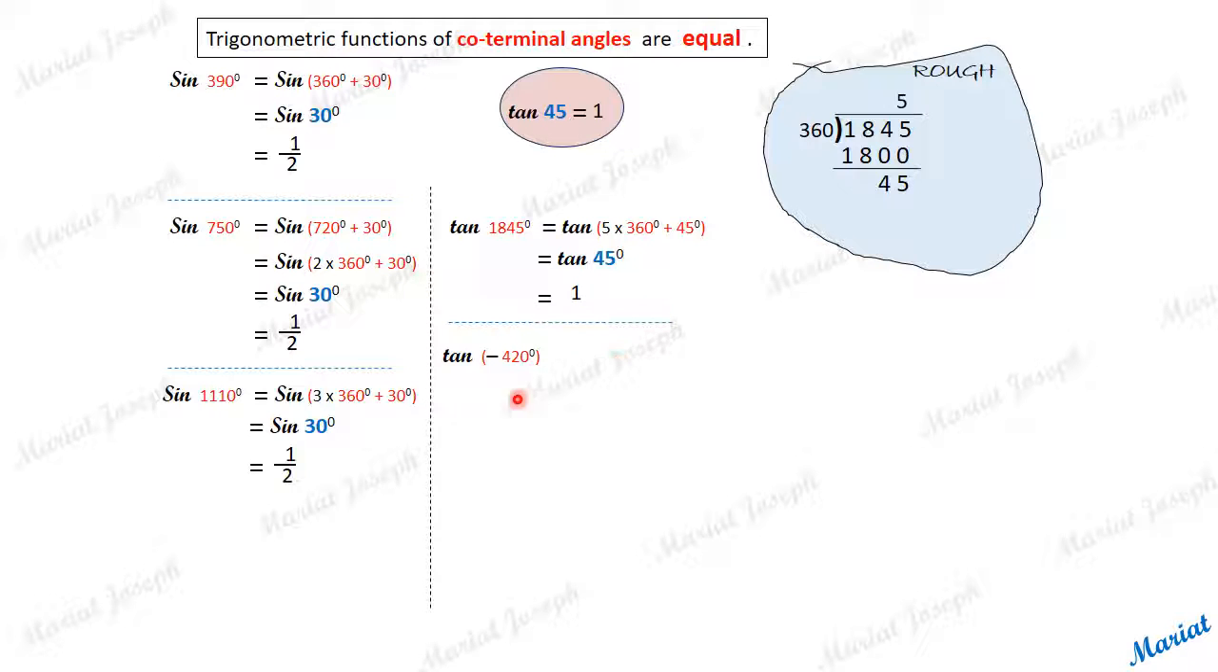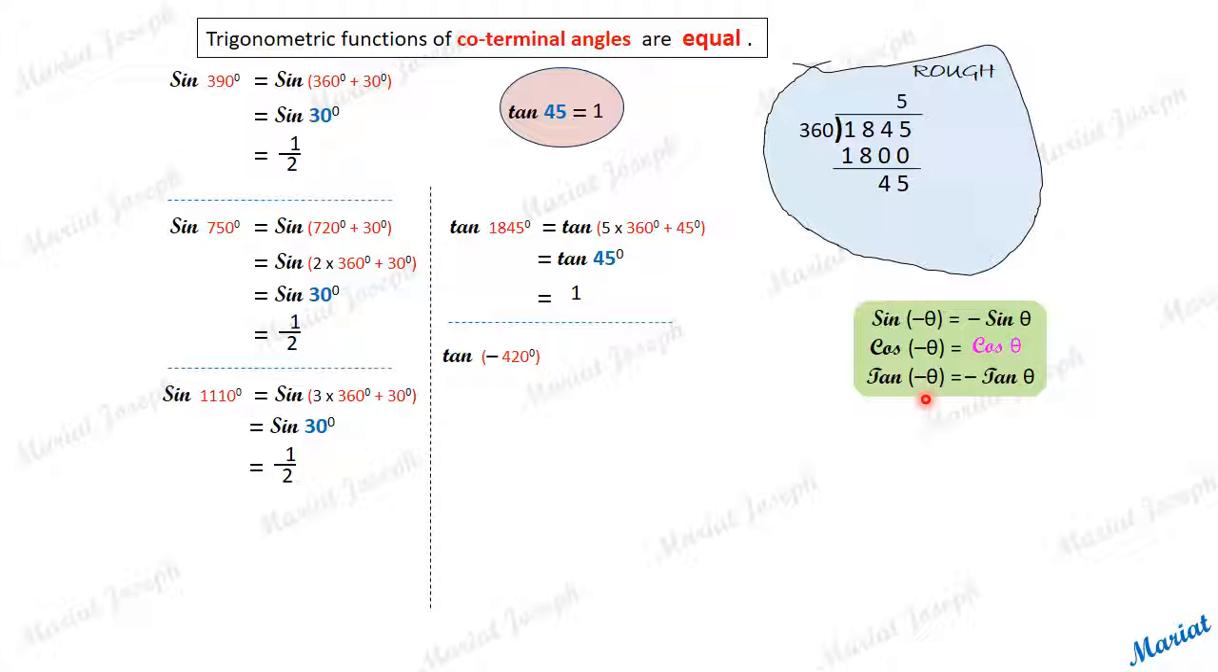Next, tan of minus 420 degrees. First of all, this angle is a negative angle. So we need to recollect this set of identities. Tan of minus theta is equal to minus tan theta, we already derived. So write the next step as minus tan 420 degrees using this identity. Now we will go for 420 degrees.